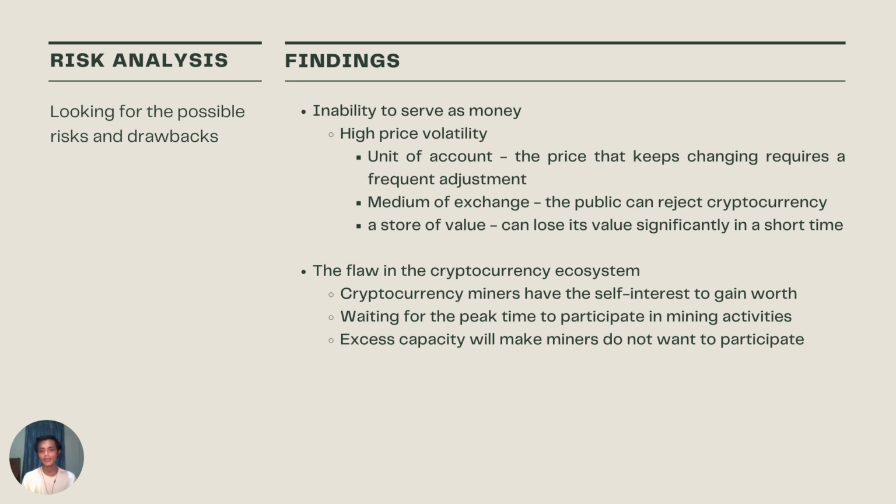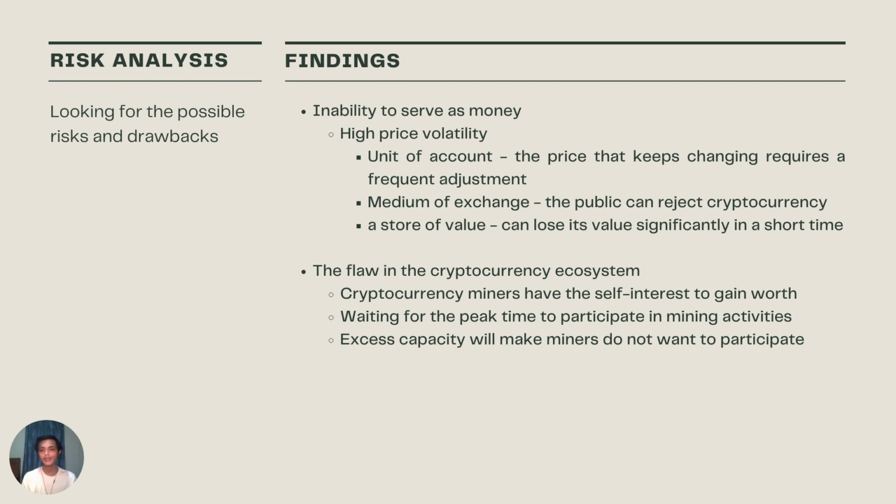The next drawback is the inability of cryptocurrency to serve as money. Due to high price volatility, cryptocurrency cannot become a unit of account, because frequent repricing needs to be done. Cryptocurrency also has the problem of becoming a medium of exchange because anyone can reject the cryptocurrency since it is not legal tender. Cryptocurrency also has a high possibility to lose its value in a short time, which makes it not suitable to be a store of value.